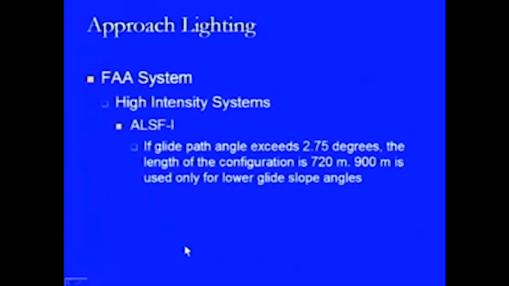Then there is a high intensity system, within which again we have different systems like ALSF1. In this case, if the glide path angle exceeds 2.75 degrees, the length of the configuration is 720 meters. 900 meters is used only for lower glide slope angles. This glide path means the angle with which the aircraft is coming to the runway strip. So, if this angle exceeds 2.75 degrees, then it is 720 meters, but if it is lower, then it is 900 meters.